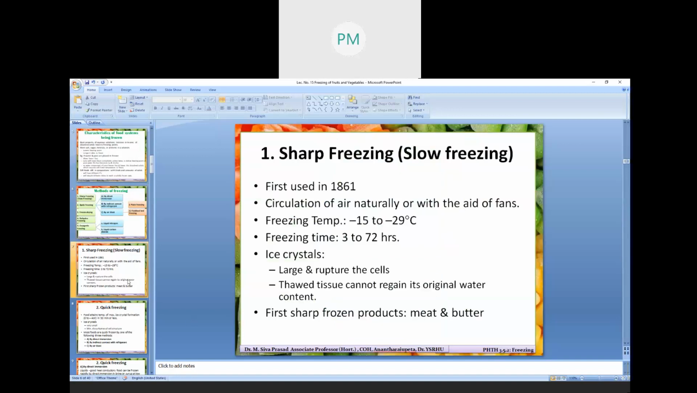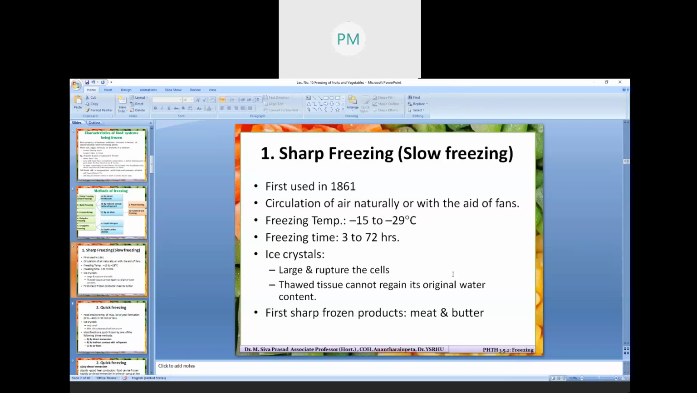We discussed slow freezing, where the temperature is minus 15 to minus 29 degrees. It takes a very long time for freezing, 3 to 72 hours. In slow freezing, because it takes more time, the ice crystals in the intracellular spaces will be larger, which causes damage to the tissue, right? Just remember the time and duration, the crystal size, and then the thawing.